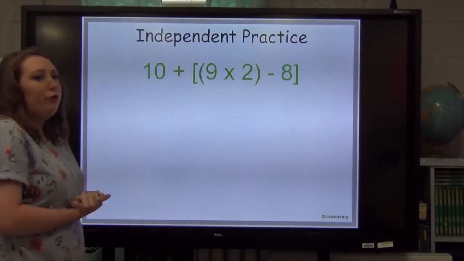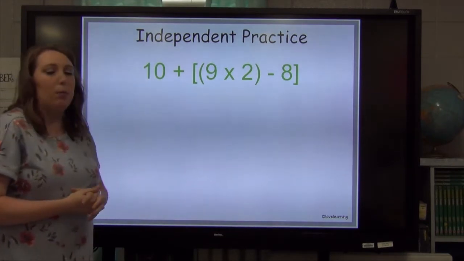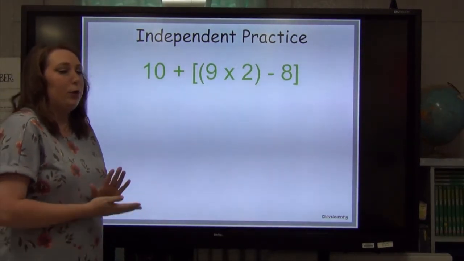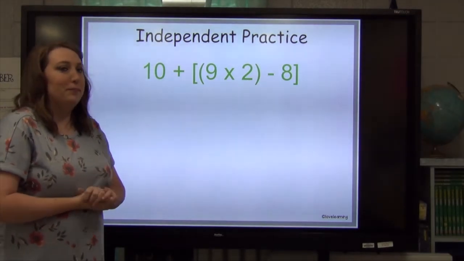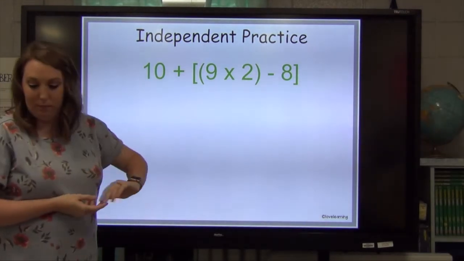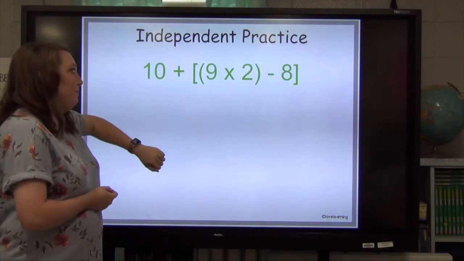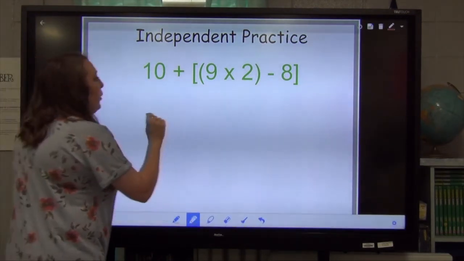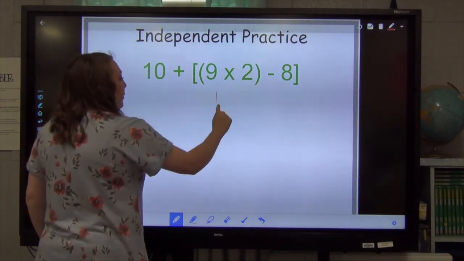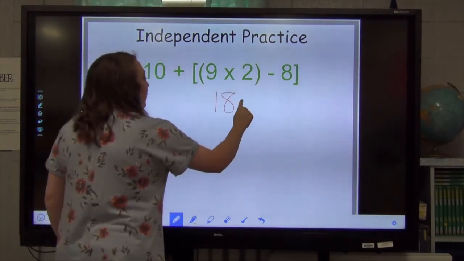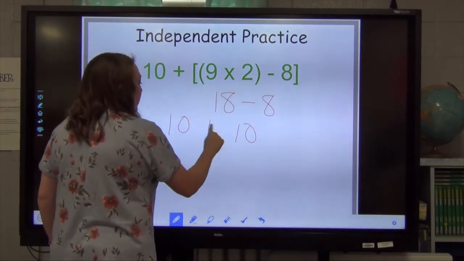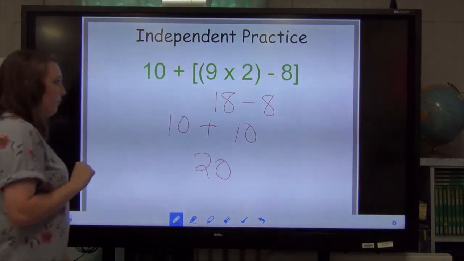Alright, now I want you to try one. So I want you to look at this problem. I want you to press pause on your video. I want you to work it, and then when you come back, we'll check it. Okay? Did you get 20? Because that's the answer. Alright, so quickly, 9 times 2 is 18. 18 minus 8 is 10. 10 plus 10 is 20. Very good.